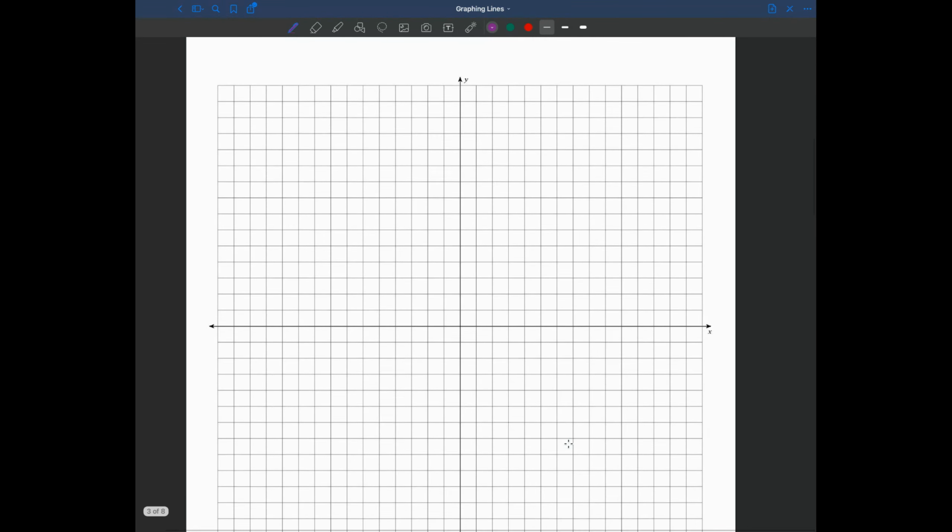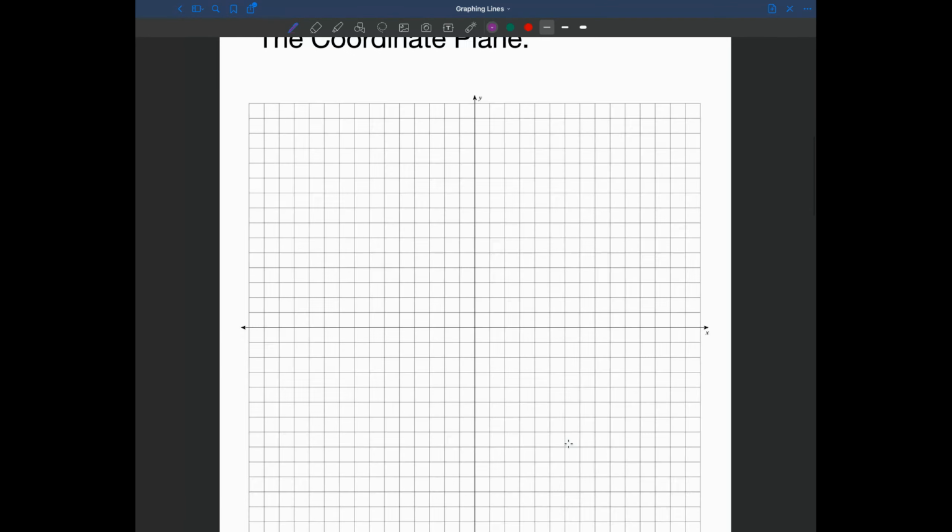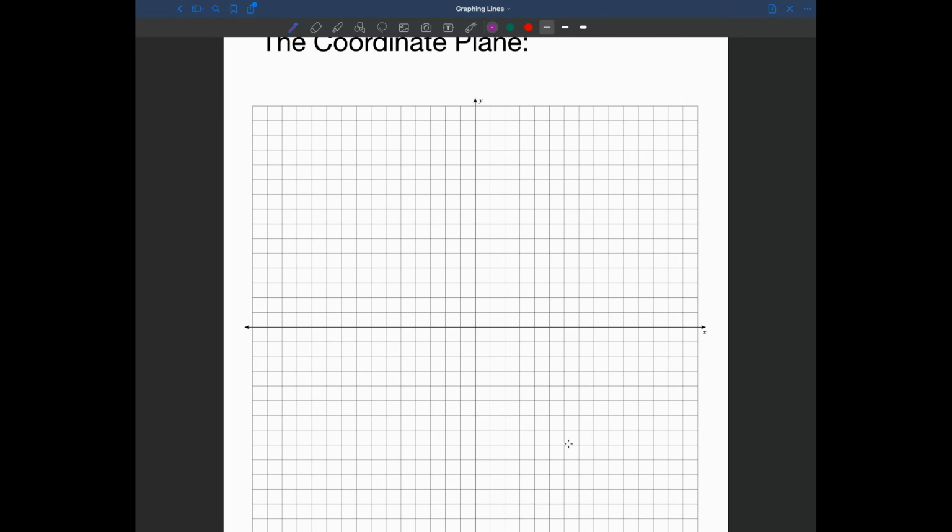The next thing that we looked at was the coordinate plane. There are a few special features here that I would like to point out to you. And the first is this point right here in the middle. It's really, really special. This is called the point of origin. Sometimes it's referred to as just the origin. It has the coordinates of 0, 0.